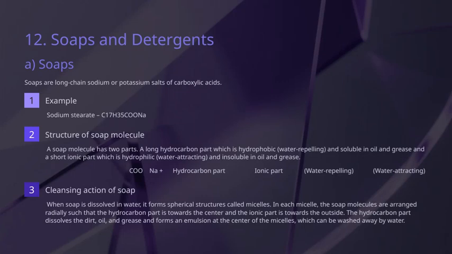When soap is dissolved in water, it forms these spherical structures called micelles. In each micelle, the soap molecules are arranged in a specific way. The hydrocarbon, or nonpolar part, points towards the center, while the ionic, or polar part, faces outward. This arrangement is crucial because the hydrocarbon core is able to dissolve dirt, oil, and grease, effectively trapping them inside. The micelle then forms an emulsion, which can easily be washed away with water.